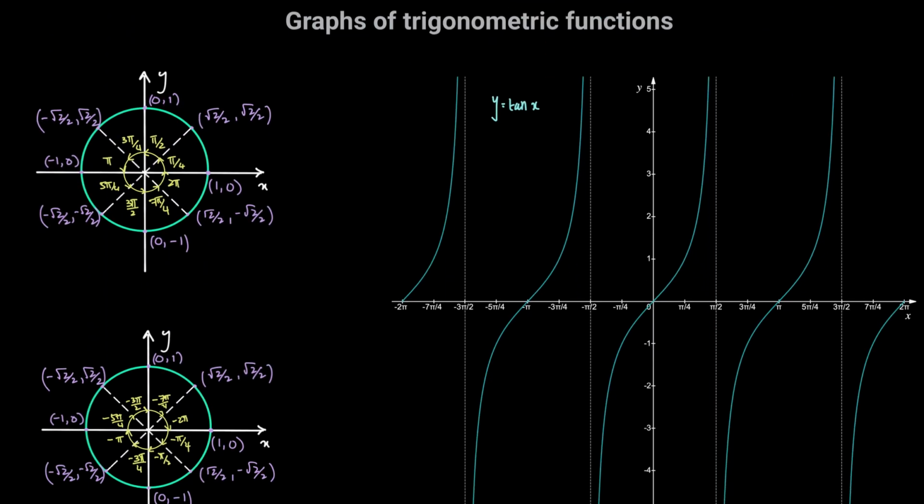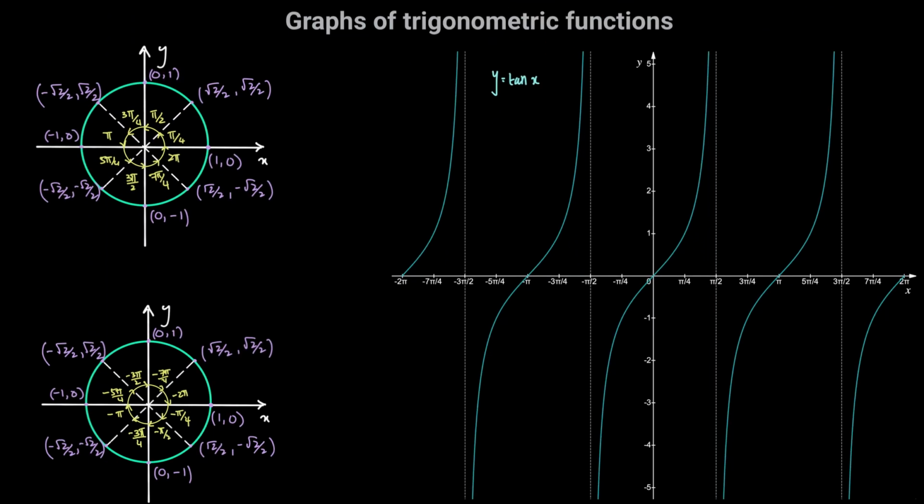Next, we're going to look at the graph for y is equal to tan of x. Now, we may remember that tan of x or tan of theta is simply the ratio between the y and x coordinates on the unit circle. Or we can say that it is the sine of theta divided by the cosine of theta.